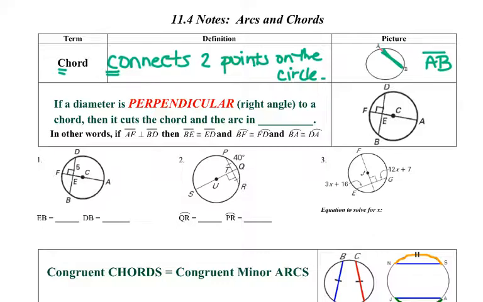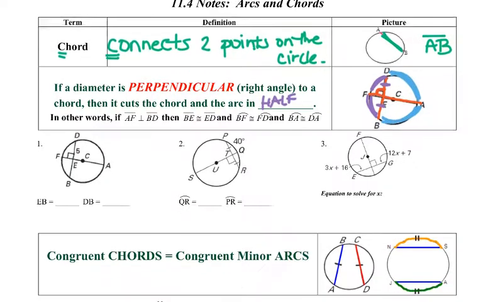So here, if we have a diameter and a chord that are perpendicular, so here's the diameter, here's the chord, they're perpendicular. The diameter is going to cut the chord in half and it's going to cut the arc in half. Or in other words, if we just look at the picture, these two arcs are going to be equal. These two segments are going to be equal. And these two arcs are going to be equal. And it just kind of looks like that anyway. So I always just say if it looks equal, it is equal.